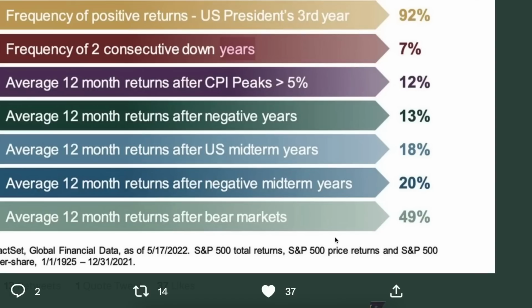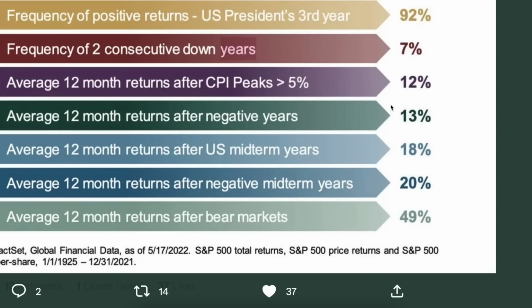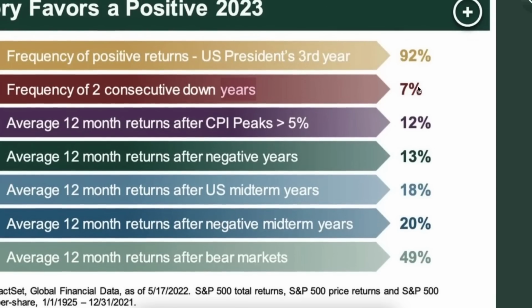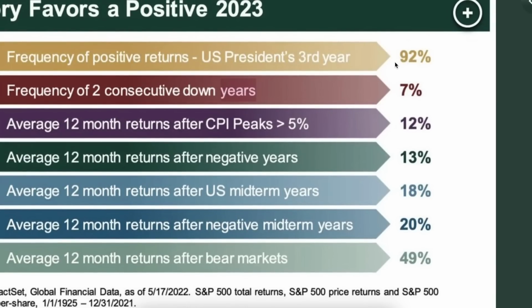And for the last one here, I have to get rid of my face. Average 12-month returns after bear markets, about 49%. That would possibly be from the low, looking at the low being in October. But nonetheless, even if we took some of the lowest percentages here, you're still looking at between 10 and 20% return for 2023 with a possible 9 out of 10 chance of this happening.